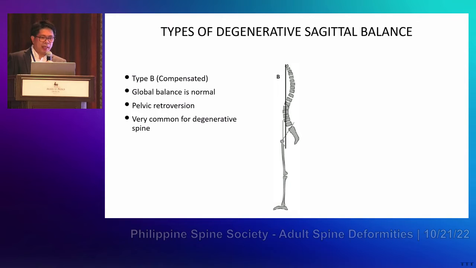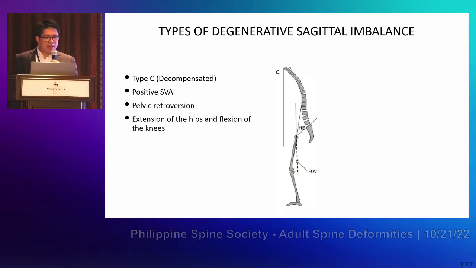Type B is a compensated type, meaning the global balance is still normal. However, there is a decrease in the sagittal curvature and there is pelvic tilting or retroversion. This is the most common type seen in degenerative spine conditions. Type C is the decompensated type. There is already a positive SVA, so it falls outside the accepted normal value. There is pelvic retroversion, and there is already extension of the hips and flexion of the knees.